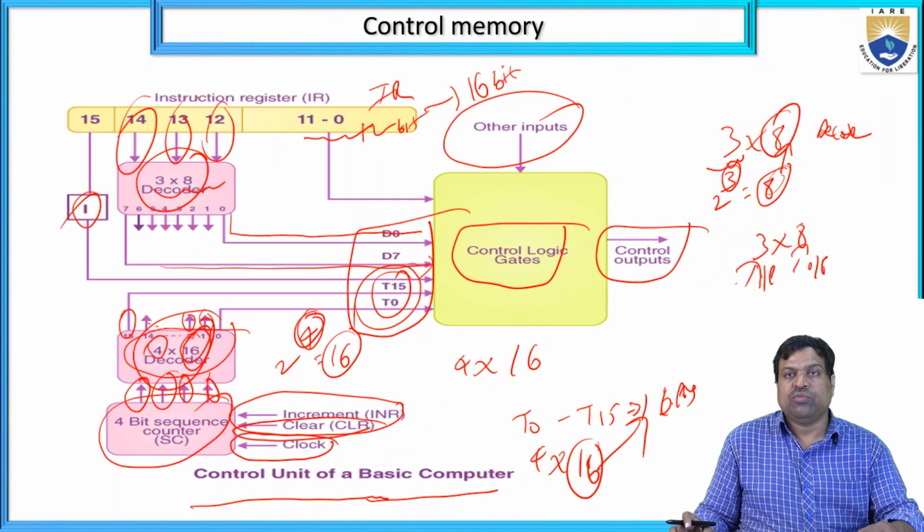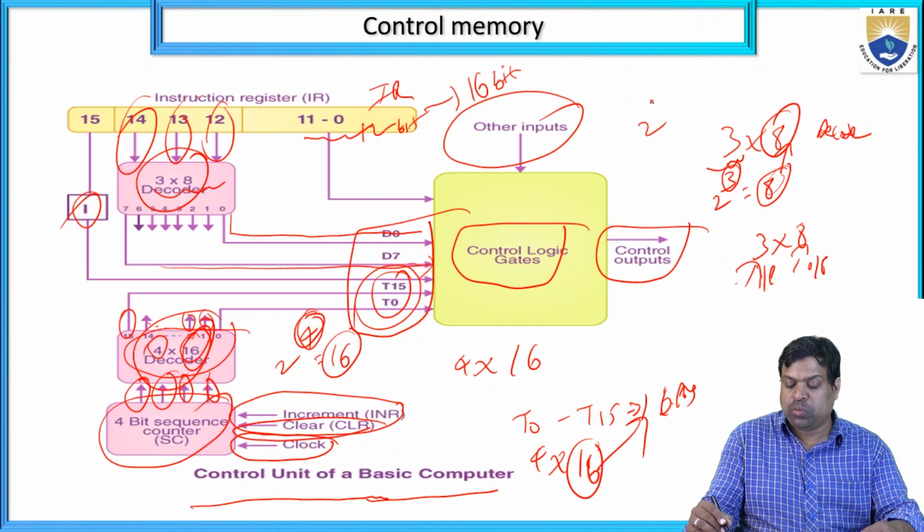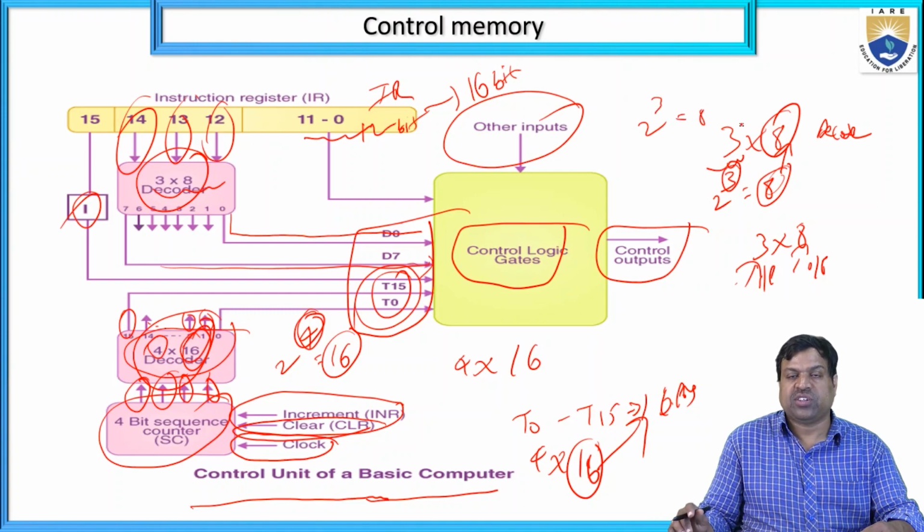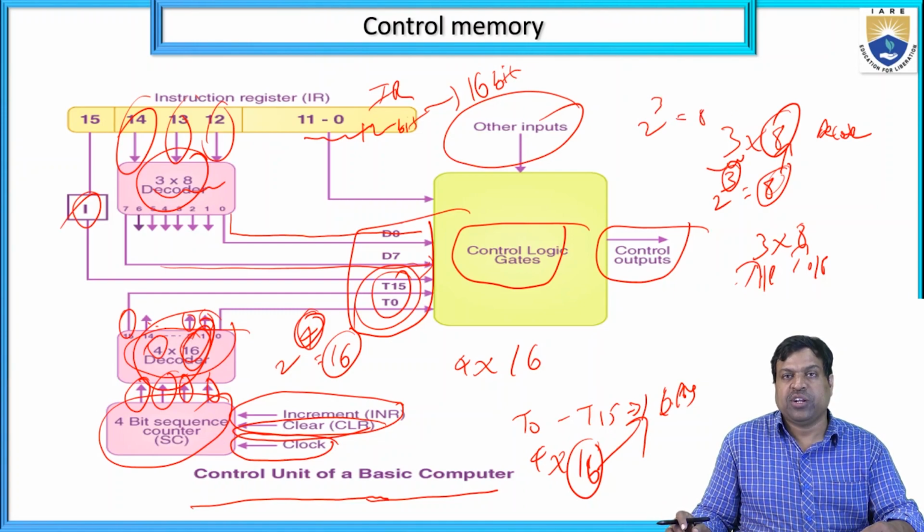Here, 0 to 15, a total of 16 instruction register bits are there. 0 to 11 are connected to the control logic gate. 12, 13, 14 are the input pins connected to the decoder. So how many inputs are there? 3. 3 inputs means 2 power 3 equal to 8 output lines. What are the inputs? 12, 13, 14 are connected to the input lines of the decoder, and the 8 output lines are D0 to D7.